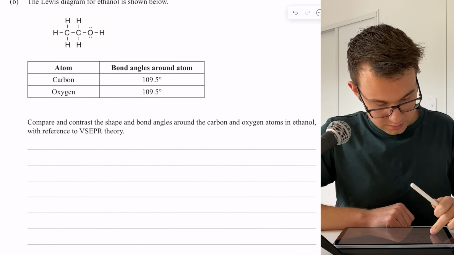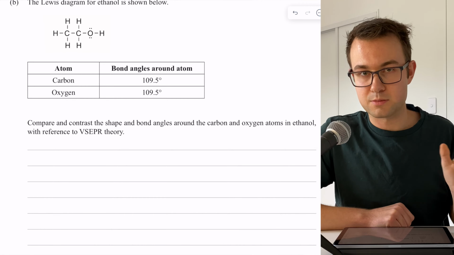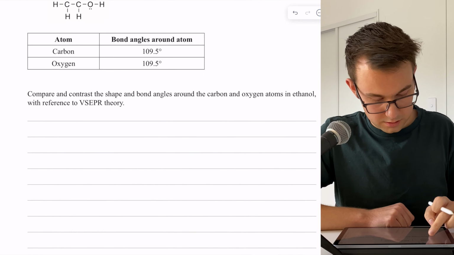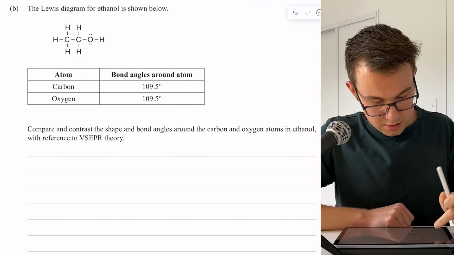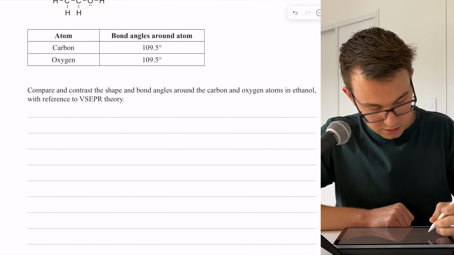Okay, let's go. Let's start with carbon. You could do both at the same time, but then it's a bit confusing. Let's start with carbon. So, we have a look here. There's definitely carbon. We want to compare and contrast things.